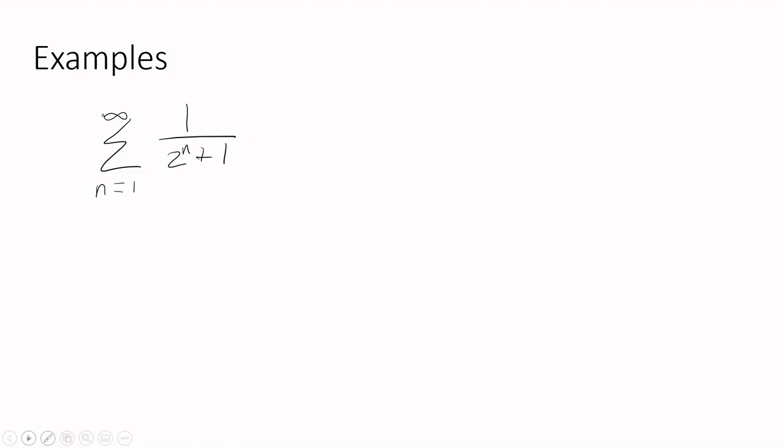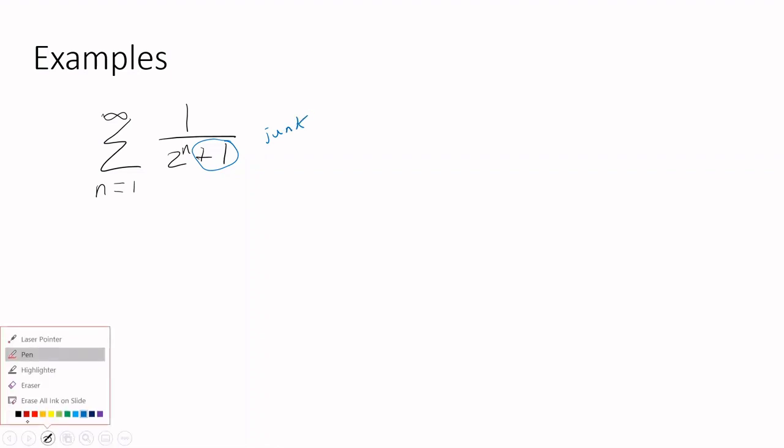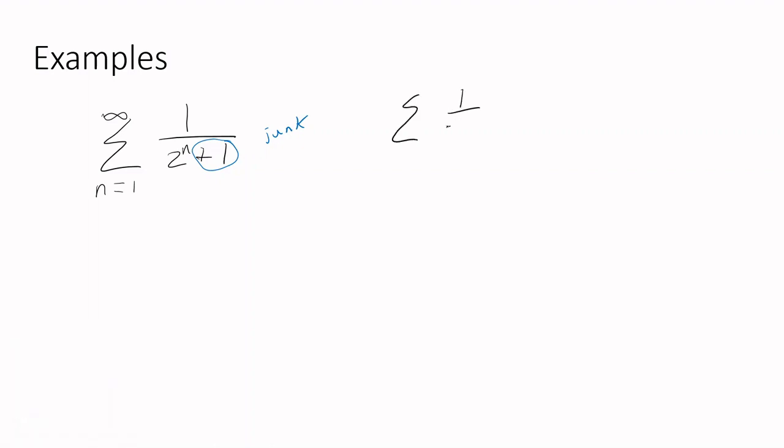So my first example is the series n equals 1 to infinity of 1 over 2 to the n plus 1. So what's the extra junk here? When I look at this problem, I say, this plus 1 here is extra junk. It's messing me up, right? So I say, okay, well that's the junk, so what if I only considered this series? So remove the junk and see what happens.